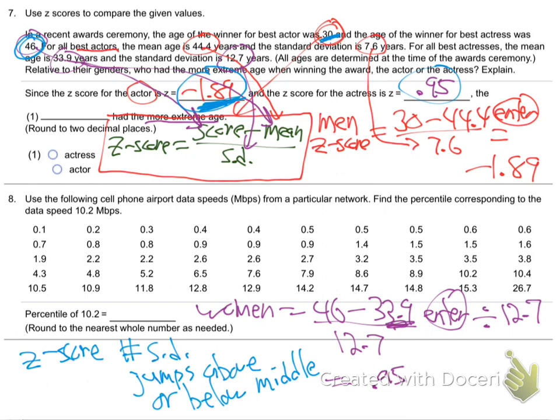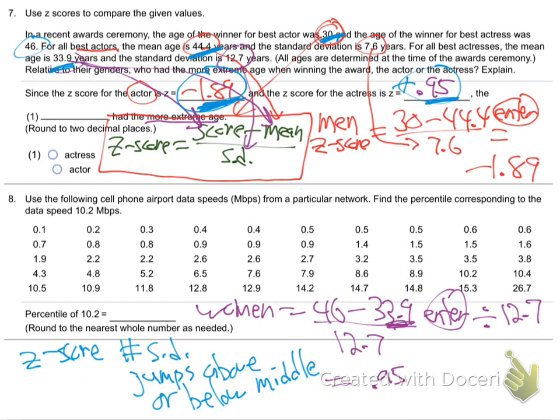Whereas the woman was older. How old was she? She was 46. So the man was 30, and the average age for men is 44, so he's below. The woman was 46, and the average age for women was 33.9. So she was above, that's why hers was positive. She was above the average age, but not by a lot, not even one whole jump above.